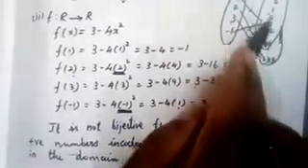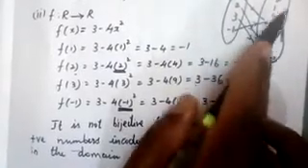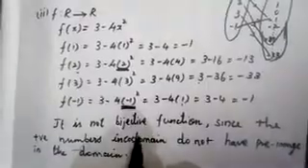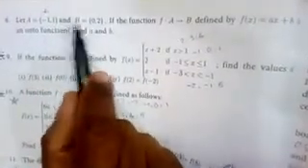So it is not an onto function. It is one-to-one but not an onto function. So it is not a bijective function. Now, 8th problem: let A equal to the set of all {-1, 1} and B equal to the set of all {0, 2}.